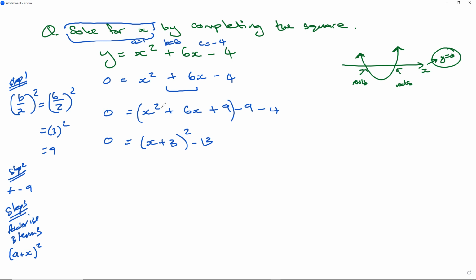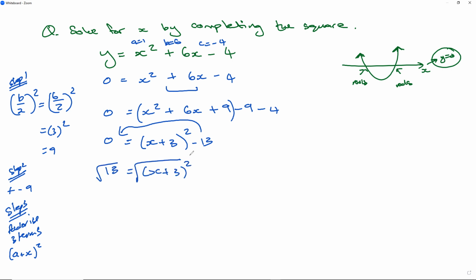We have been solving for x along the way, but now we're ready to isolate x. By moving 13 across, I will get 13 equal to x plus 3 squared. And sometimes these questions say, leave your answer in surd form. Leave your answer in surd form. What that means is that you have to leave your answer with the square root. Okay. This will be square root 13 equals to, and this is plus minus. Whenever you square root, don't forget you always put a plus minus.